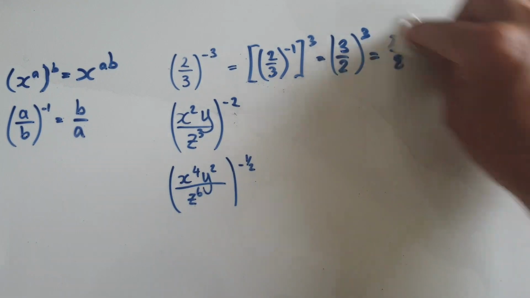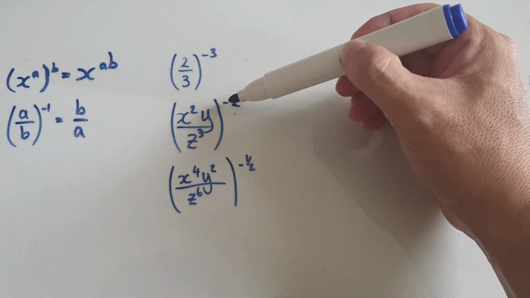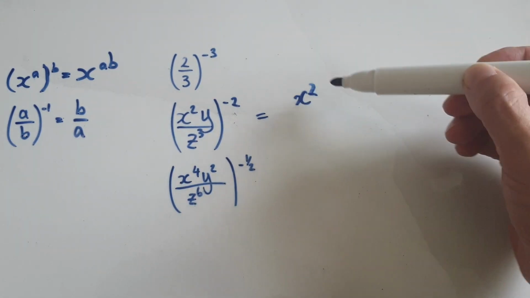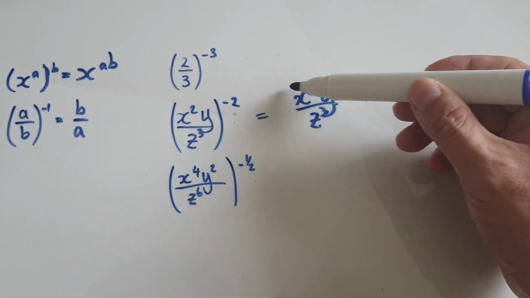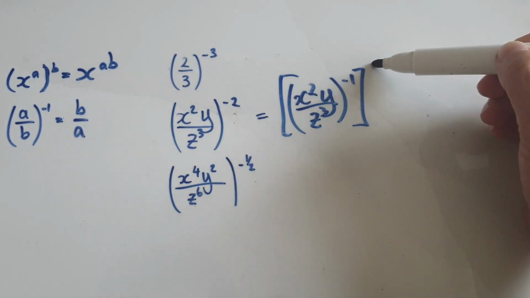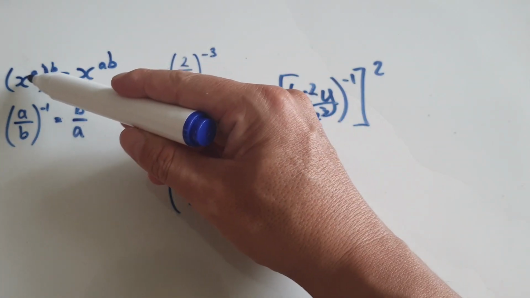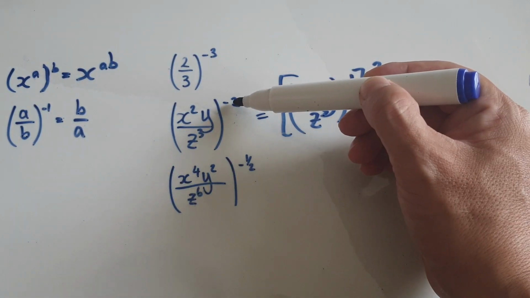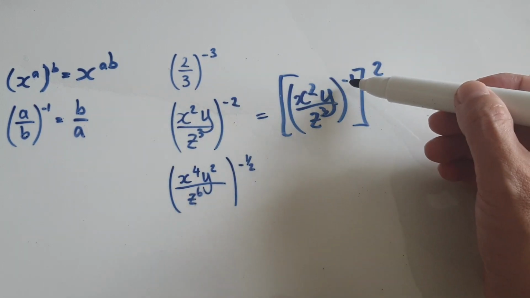Okay, so next one. So for this second one, extract the negative 1 from this. So imagine it as x to the power of 2, y to the power of 1, over z to the power of 3, to the power of negative 1, to the power of 2. So extract the negative 1, because remember, x to the power of a to the power of b is a times b will then give you negative 2. So extract the negative 1 from this negative 2. That will then give you this.